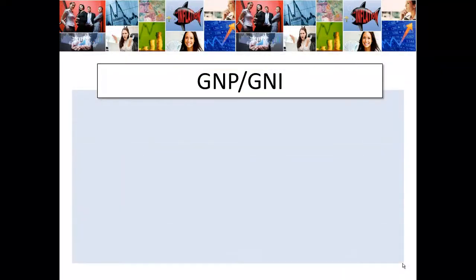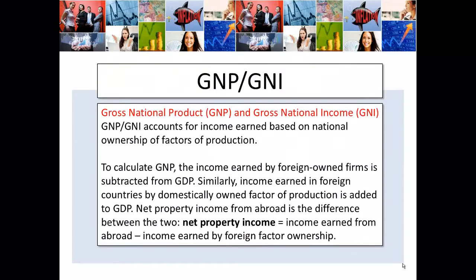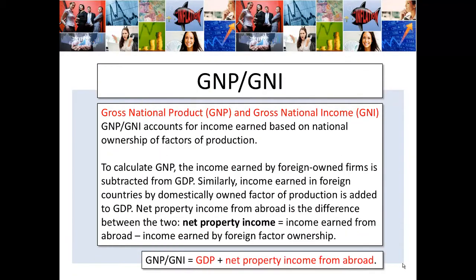Let's have a look at this GNP in a little bit more detail. GNP, or GNI, gross national product or gross national income, accounts for income earned based on national ownership of the factors of production. So if a Kiwi owns a factory in Australia, the production of that factory, the value of the goods and services produced in that factory are going to be counted in the New Zealand GNP, GNI figures. So we're looking for something specifically like GDP, and we add net property income from abroad, which could be positive or it could be negative depending on the amount of foreign ownership.